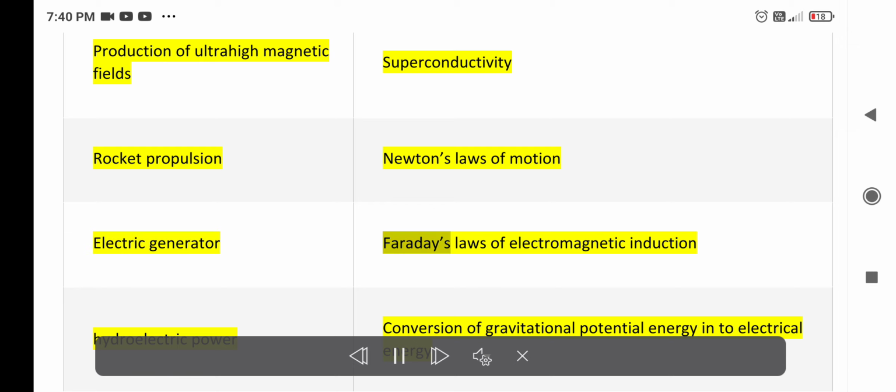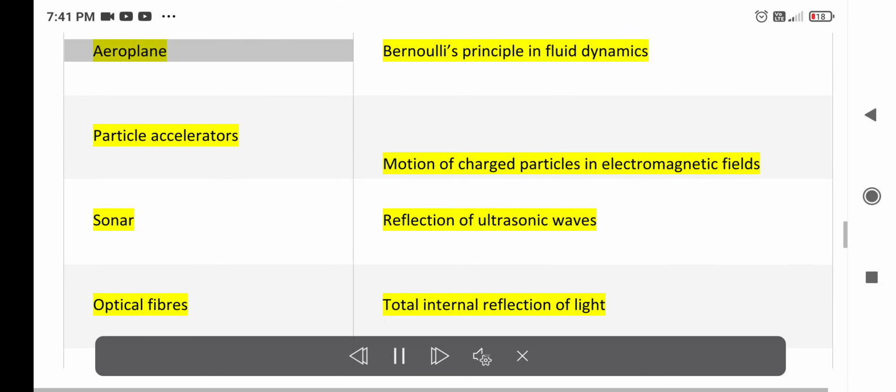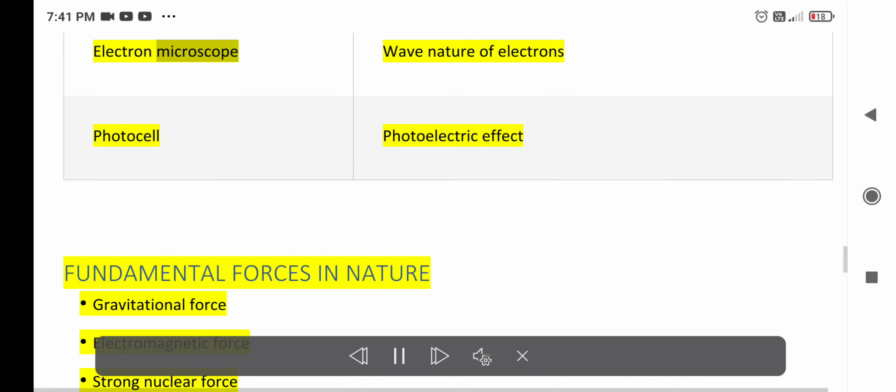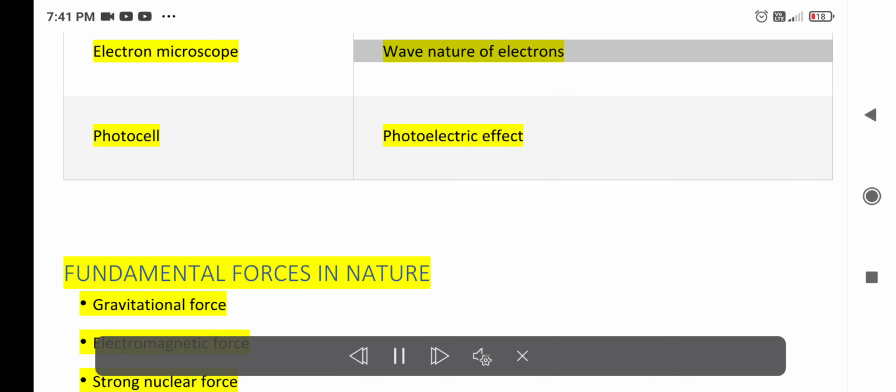Electric generator: Faraday's laws of electromagnetic induction. Hydroelectric power: conversion of gravitational potential energy into electrical energy. Aeroplane: Bernoulli's principle in fluid dynamics. Particle accelerators: motion of charged particles in electromagnetic fields. Sonar: reflection of ultrasonic waves. Optical fibers: total internal reflection of light. Electron microscope: wave nature of electrons. Photocell: photoelectric effect.